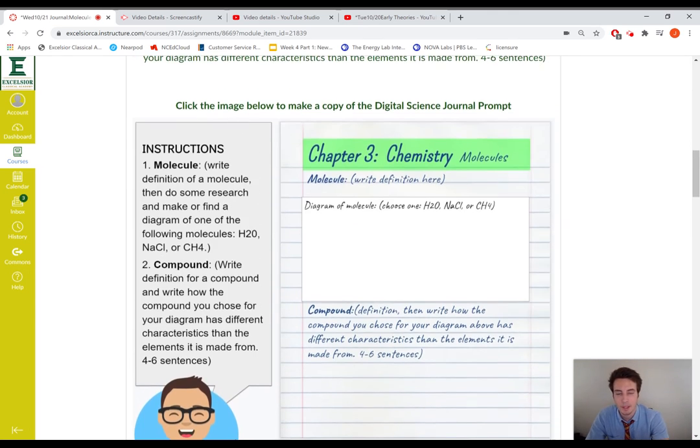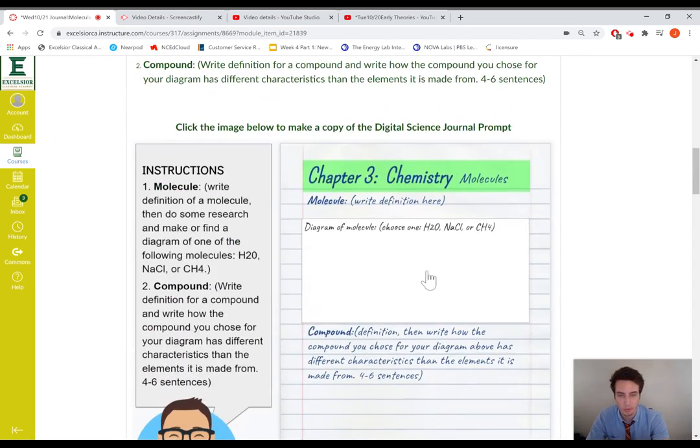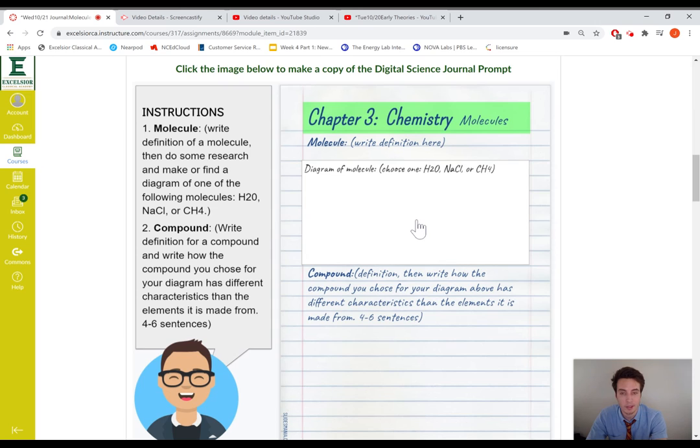So to recap, you're going to watch this video or read the transcript, or both, then define molecule, make a diagram of one of the following molecules here in this space, or on paper if you're doing it on paper. And then, since the molecule that you made is also a compound, I want you to write about how the compound acts differently or has different characteristics than the atoms that make up the compound, such as H and O.